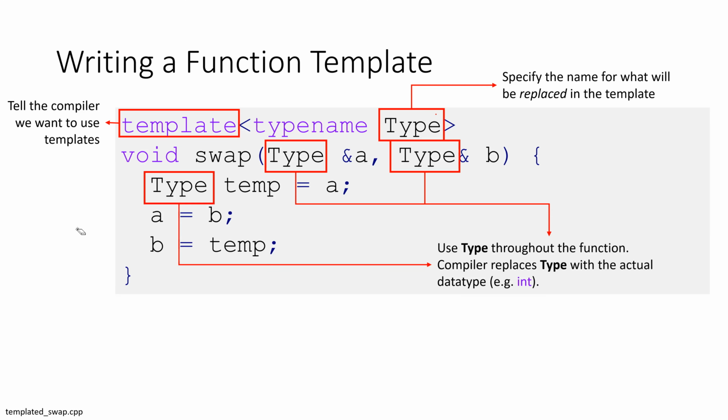So yeah, when the compiler needs to make a function for a specific type, like int, it'll just replace this type with int and compile that code.